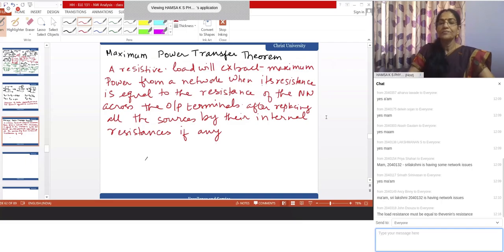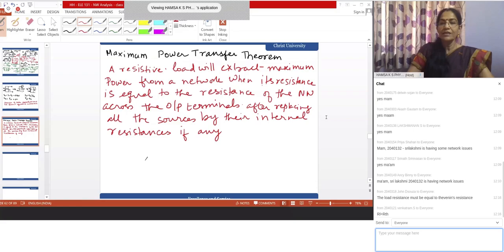Very good. Load resistance must be equal to the Thevenin resistance, right? So RL should be equal to RTH. That is what the theorem says. Very simple. It says that if the load resistance, right?